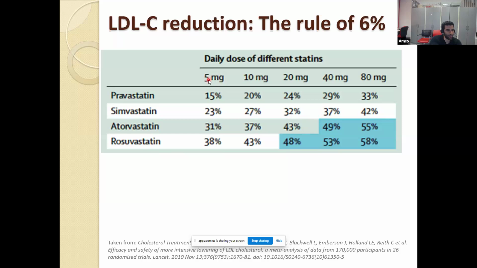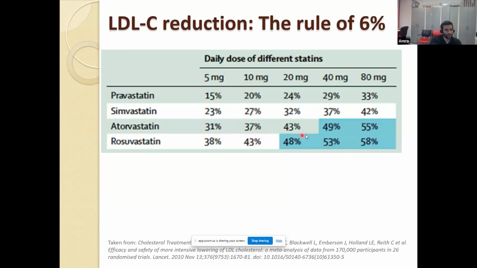Once you start a patient on a baseline dose of simvastatin, atorvastatin, or rosuvastatin, that's where you get most of your LDL reduction. Whether you use 5 milligrams of simvastatin, 5 milligrams of atorvastatin, or 5 milligrams of rosuvastatin, that's where you get most of your LDL reduction. Every time you double the dose, you only add another 6% LDL reduction.